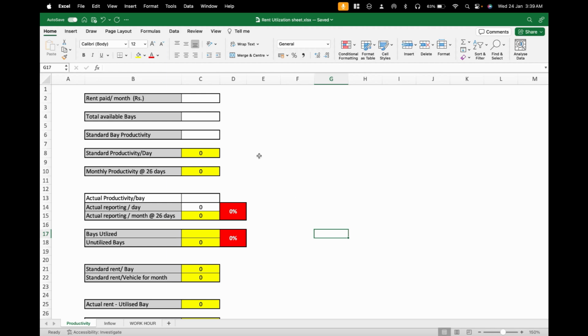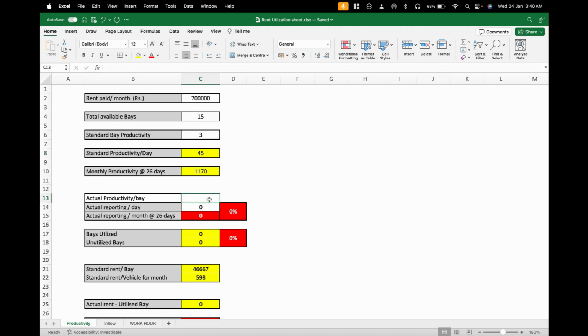Let us take productivity first. You are paying 7 lakh rupees rent for 15 bays. Standard bay productivity we will take as 3 cars per day per bay. So you are supposed to attend or produce 45 cars per day from your 15 bays. It is coming to almost 1170 cars per month.